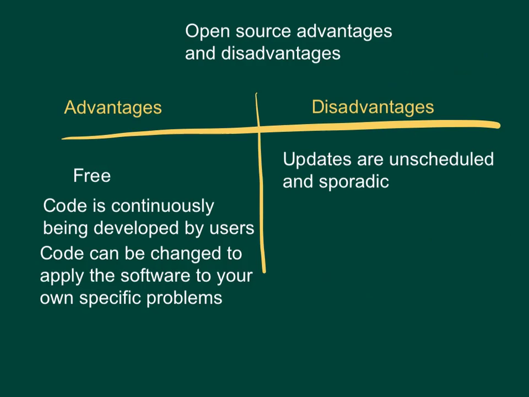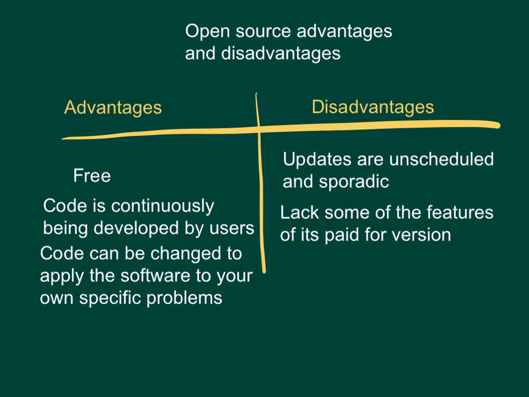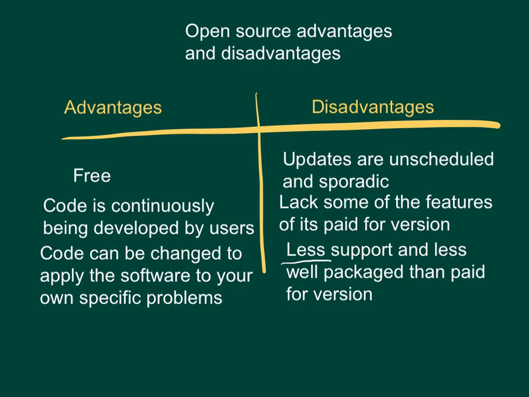In terms of disadvantages, updates are unscheduled and sporadic, so you never know when the software is going to be updated, or even if it's going to be updated. It may also lack some of the features of its paid-for version. There's also less support and it's less well packaged than paid-for versions. The most popular versions of this type of software are Mozilla Firefox, Linux, Paint.net, and OpenOffice. They can be downloaded from the internet for free and have similar features to their paid-for proprietary software rivals.